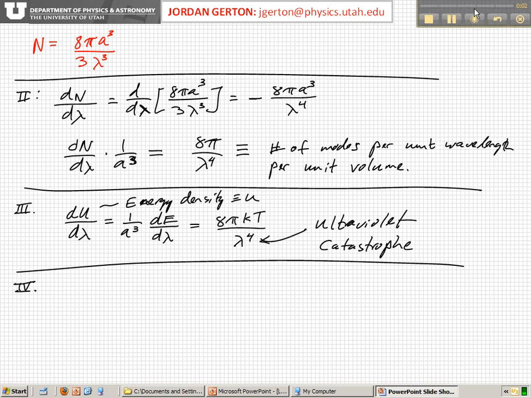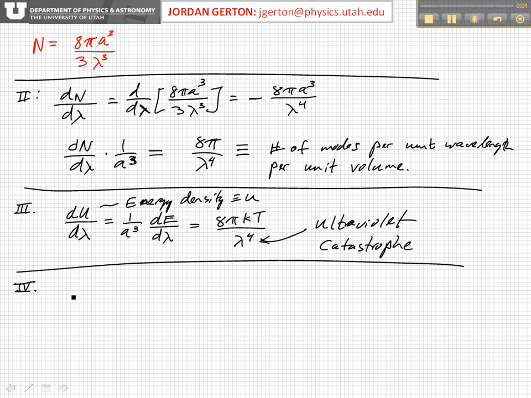Okay, so what we have now is the energy density per unit wavelength inside the cavity. The energy density in the cavity per unit wavelength is equal to 8πkT divided by λ to the fourth. And we just discussed how this leads to the ultraviolet catastrophe. This leads to a prediction which is much different than what is observed experimentally.